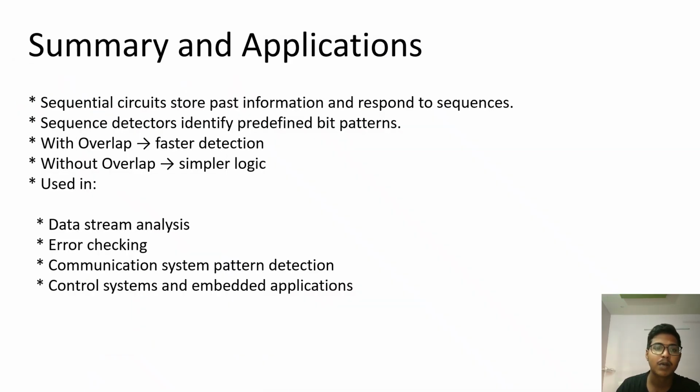Next is summary and applications. To summarize, sequential circuits store past information to recognize patterns in data streams. Sequence detectors are special sequential circuits that output 1 when a specific bit sequence occurs. Overlapping detectors are faster, non-overlapping ones are simpler, and they are widely used in communication systems, error detection, protocol recognition, and embedded control.